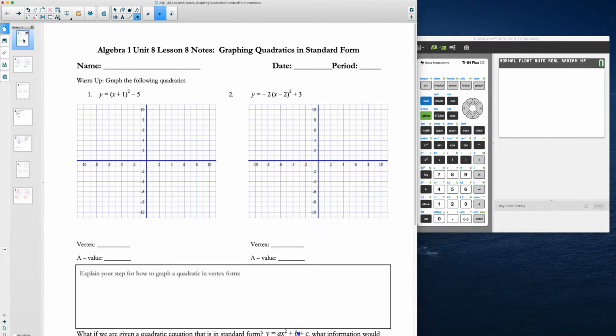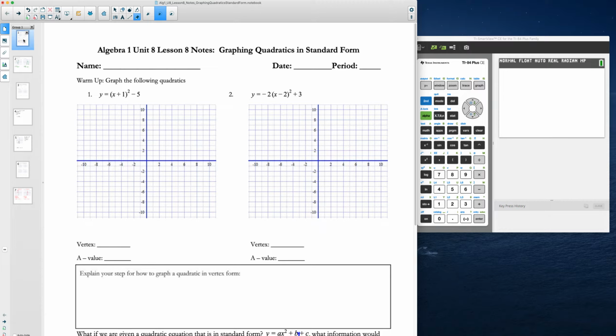All right, so back at it with a little bit of algebra today. We're going to continue our conversation about graphing quadratics, and we're going to look at a second form called standard form to graph. And to begin today, we're going to do a couple warm-up problems, just like you did in the previous lesson, graphing quadratics in vertex form.